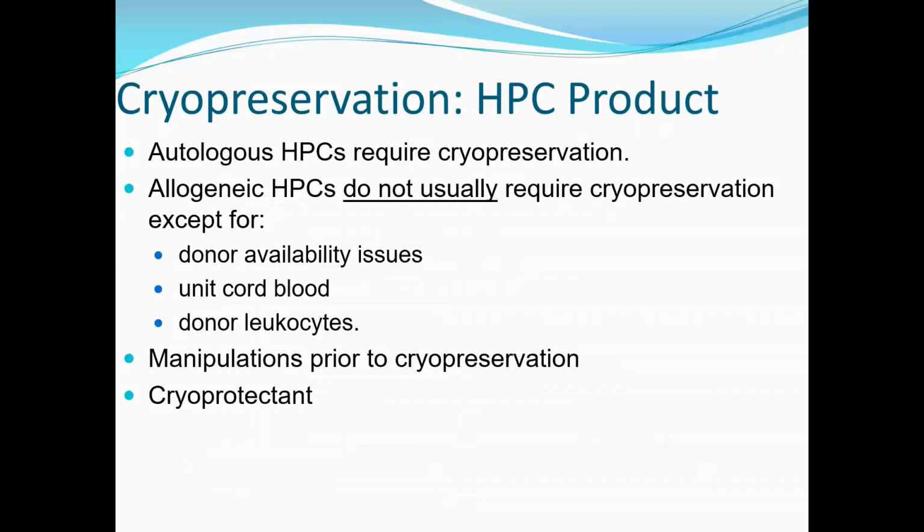So next we'll go for the cryopreservation. In HPC product, autologous HPC requires cryopreservation, as we know, but allogeneic we don't usually use for this cryopreservation, except for haplo or high-risk patients. So the donor availability, like unit cord blood and donor. So for the cryopreservation and the cryoprotectant.